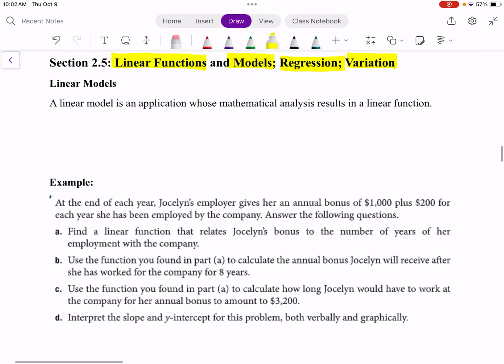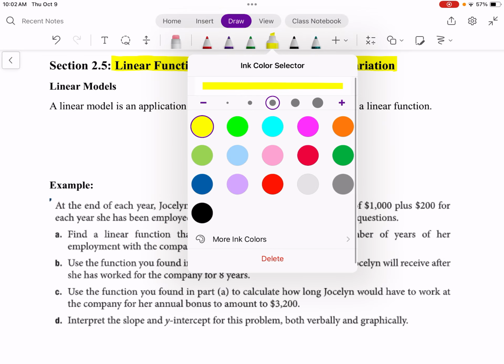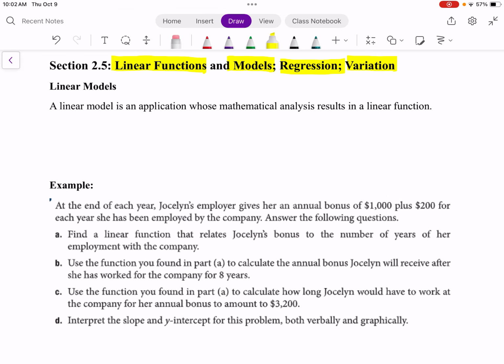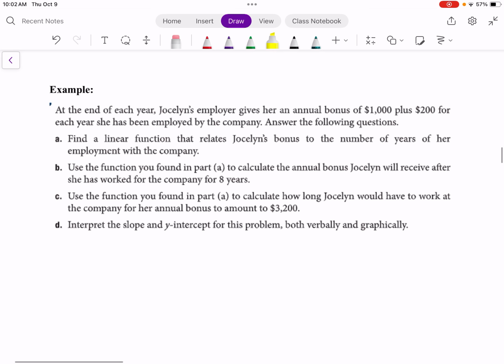So in this section, we'll use the linear function in real life problems, okay? The very first model or application that we will use is a linear model. In this model, we will be using a linear function, and with the help of the linear function, we will do a mathematical analysis. Now here, we have an example.